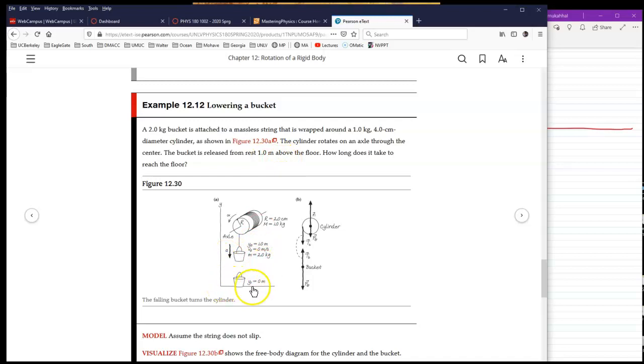So here is the floor right here, and the bucket was there at t equals 0, and then it was released at 1 meter above it. He asks how long it will take to reach the floor. Okay? All right. So how do we do it? Well, let's see.